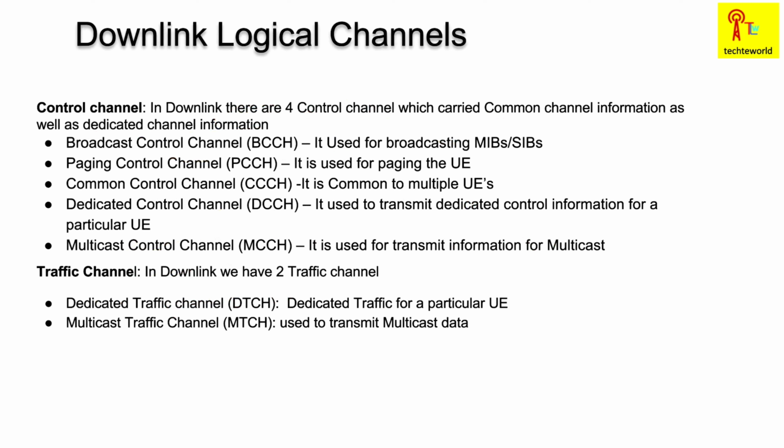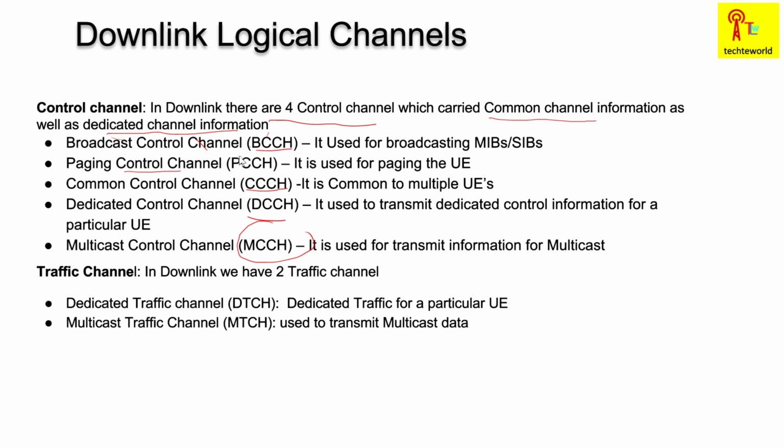In downlink there are 4 control channels, which carry the common control information as well as dedicated channel information. These 4 control channels are BCCH, which is called the broadcast control channel, and then PCCH, which is the paging control channel, and then CCCH, that is the common control channel, and then DCCH, which is the dedicated control channel. And finally we have the MCCH, which is the multicast control channel.